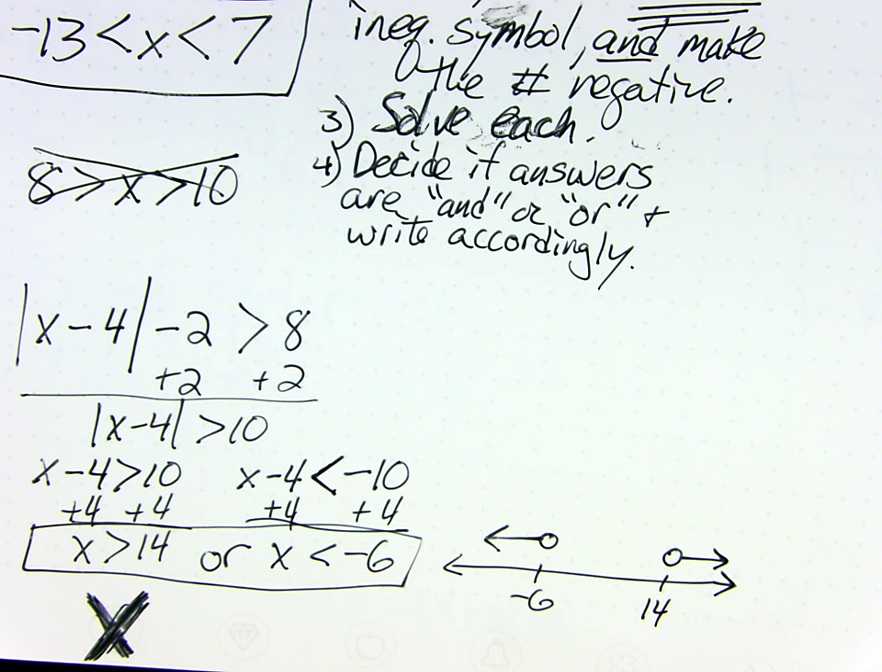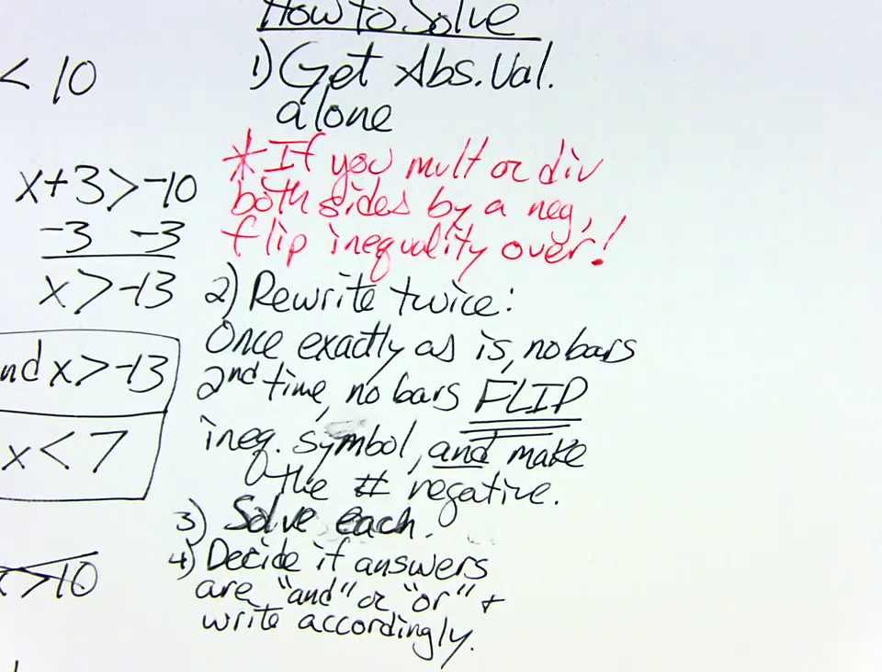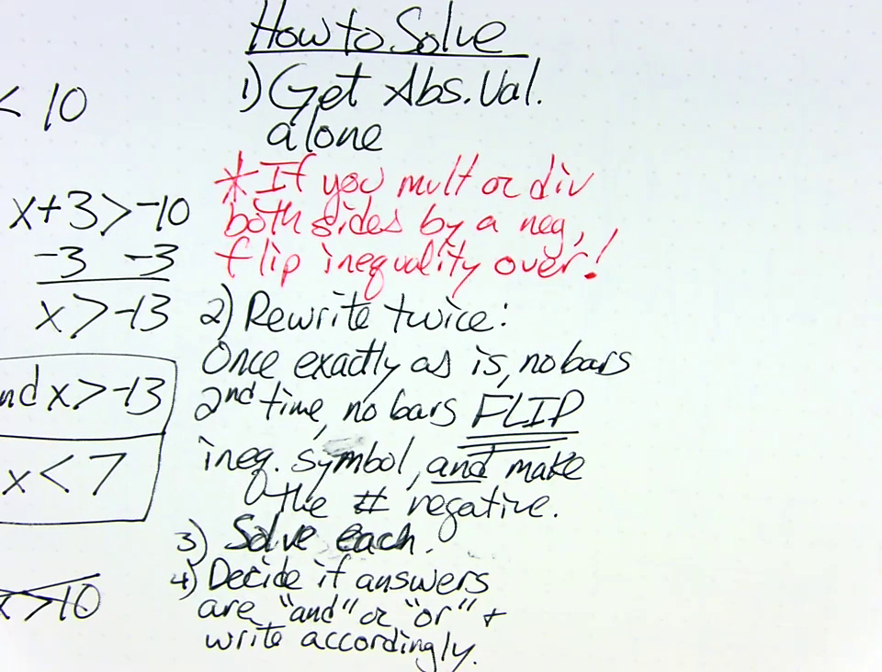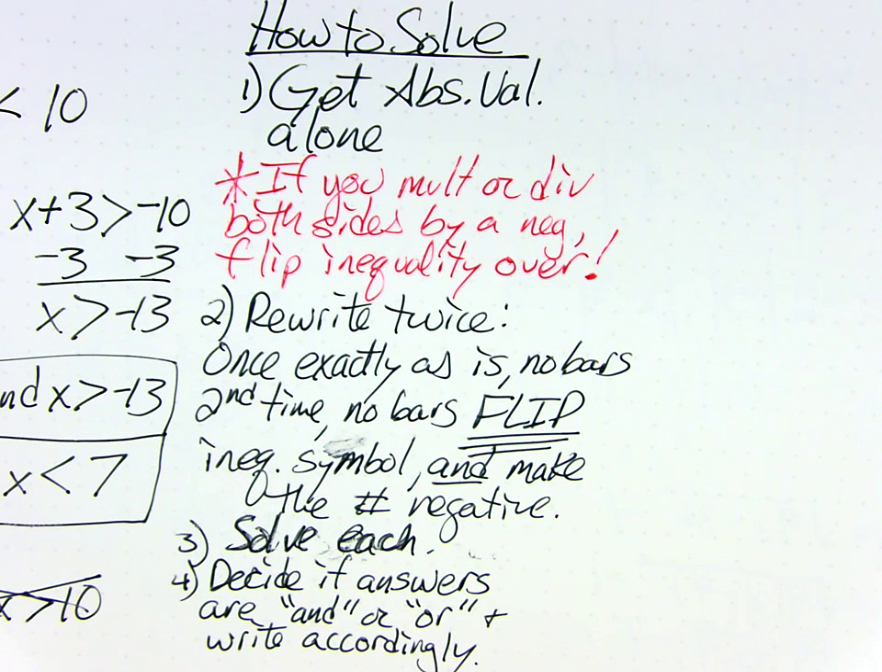Does this make sense? As long as you follow these 4 steps in order, you should be fine. It is weird at the end kind of deciding, well, is this and or or? But if you just think about it, you should be okay. All right, we ready to try some? Yes. Okay.